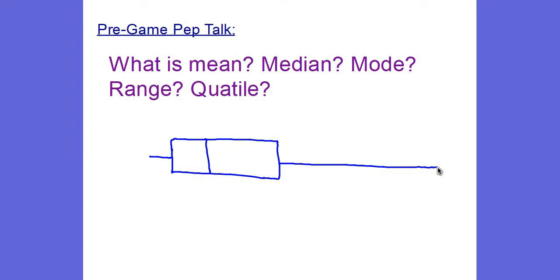Okay, that's a generic looking box and whisker. Are the whiskers the same size? No. Are the boxes the same size? No. And we said there's quartiles because there's 4 sections of a box and whisker, the 2 whiskers and the 2 boxes. 4 sections.